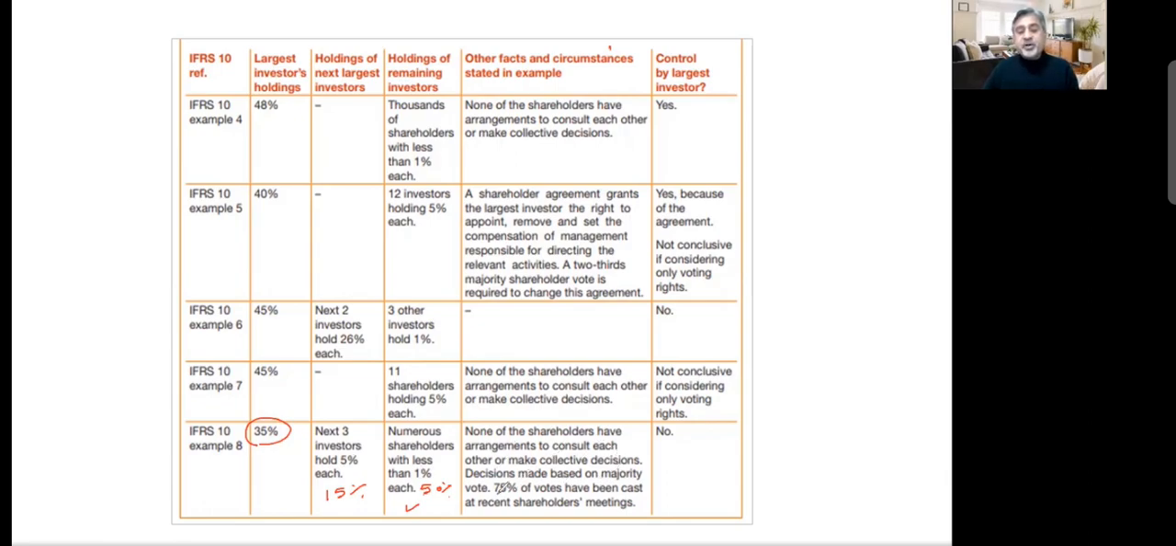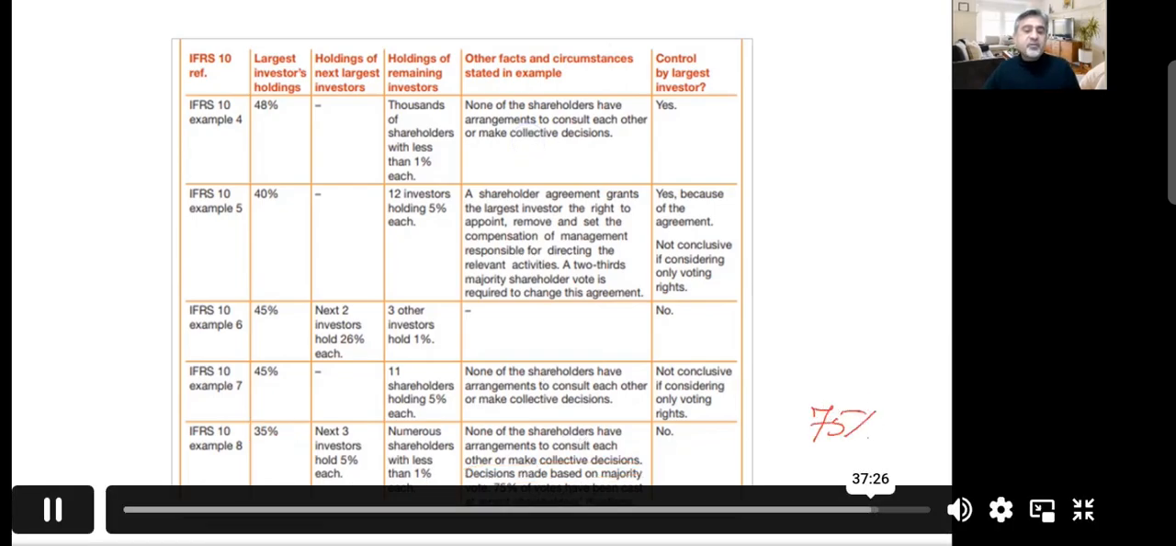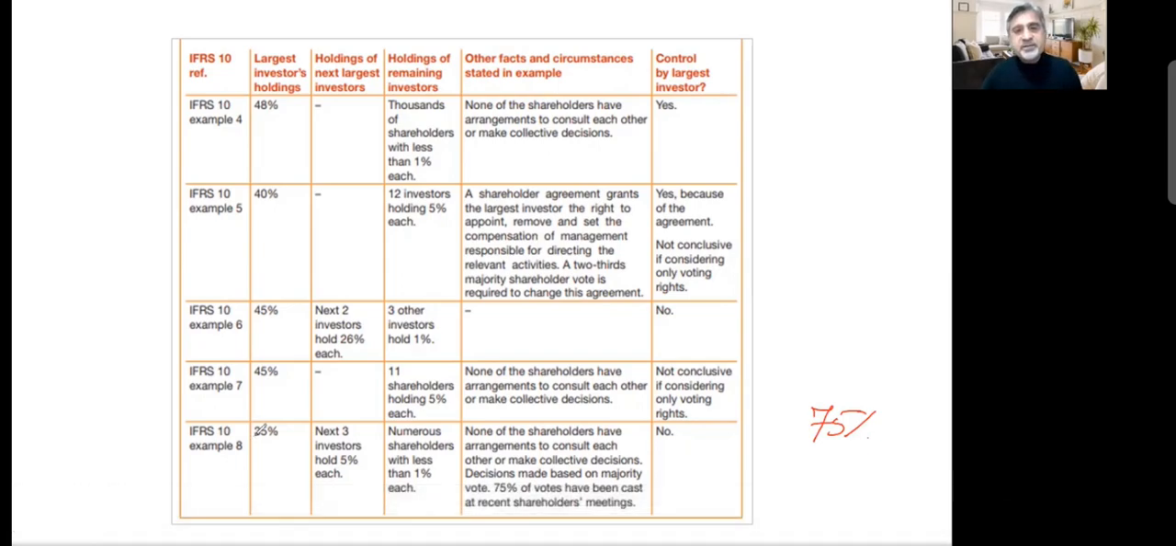Decisions are made based on majority vote. 75% of the votes have been cast at the recent shareholder meeting. 75% of the votes, and you have only 35%. So it means that again, you cannot control, because although shareholders cannot consult with each other, decisions are made based on majority vote. The article says that company decisions will be made by majority vote. And in the last meeting, 75% of votes were cast. You are not in control. You have got 35%, and it looks like you are at 35 and others are at 40. You clearly are not in control.